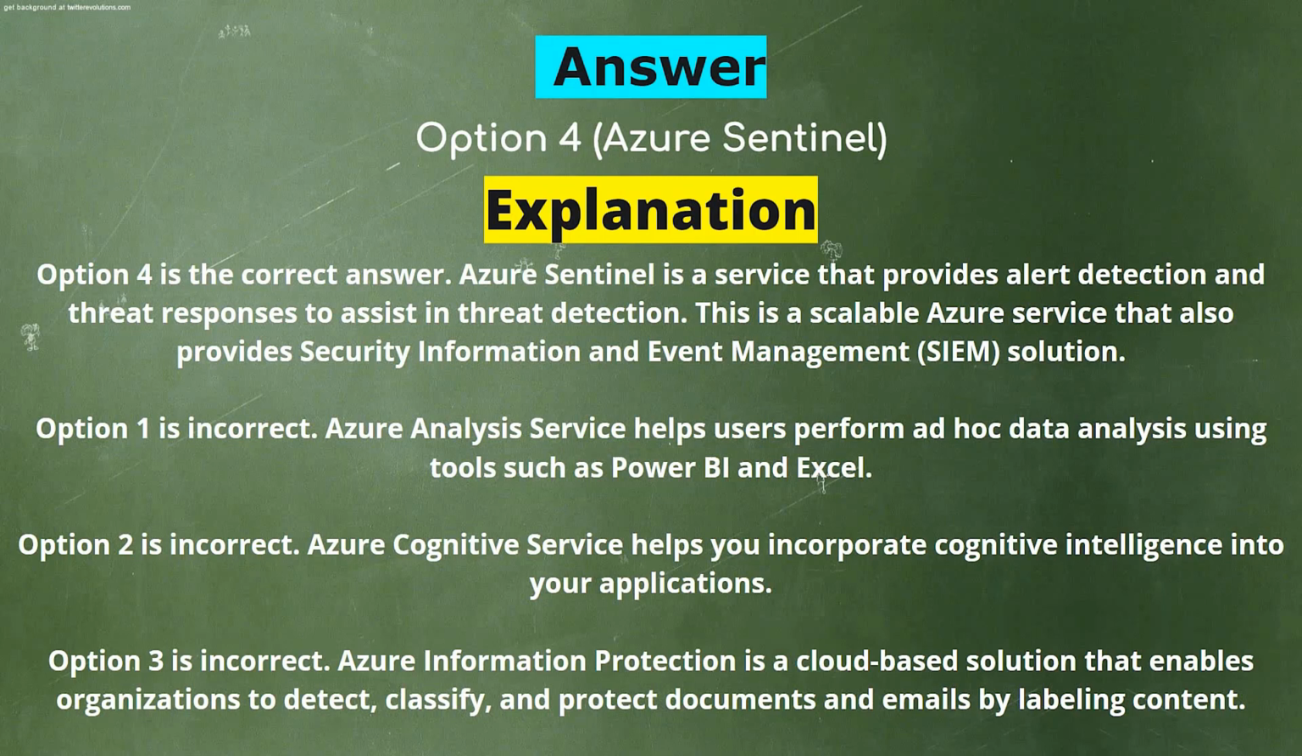Option 1 is incorrect. Azure Analysis Services helps users perform ad hoc data analysis using tools such as Power BI and Excel. Option 2 is incorrect. Azure Cognitive Services helps you incorporate cognitive intelligence into your applications. Option 3 is incorrect. Azure Information Protection is a cloud-based solution that enables organizations to detect, classify, and protect documents and emails by labeling content.